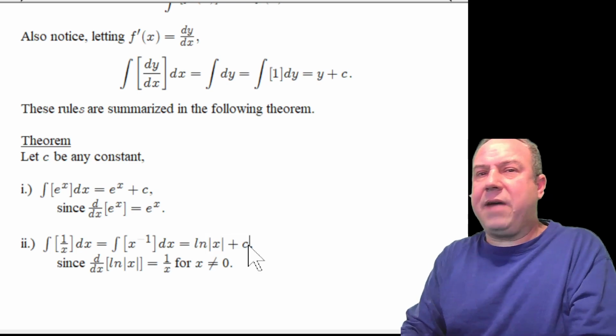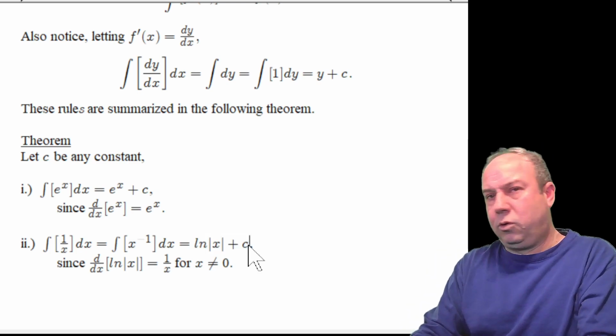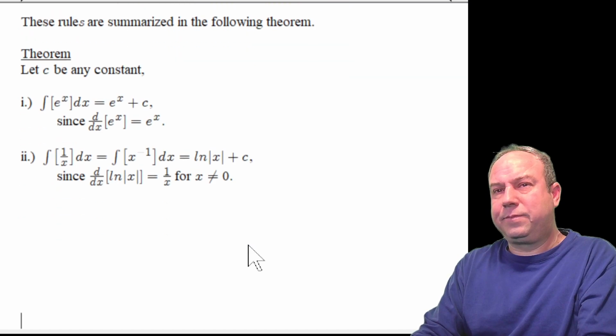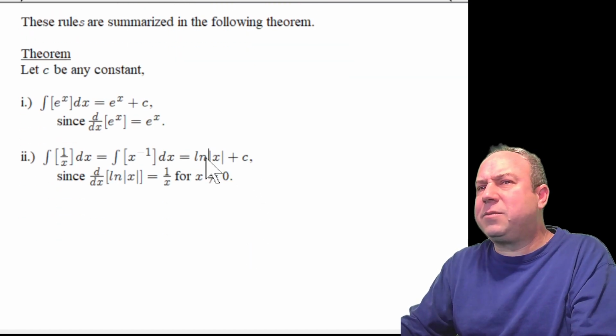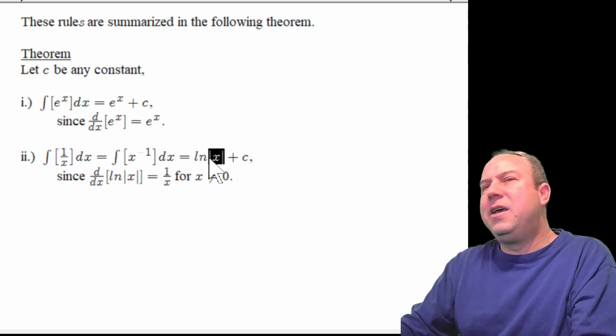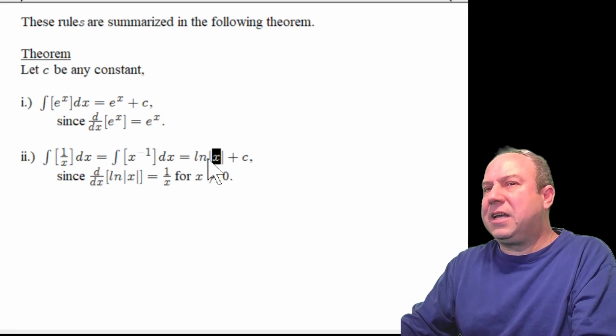We have this very specific derivative rule. That absolute value of x makes little difference until you start to think about the domain of x. This result works for x not equal to 0, whereas if I neglected using the absolute value in this statement, this would only be true for x greater than 0.